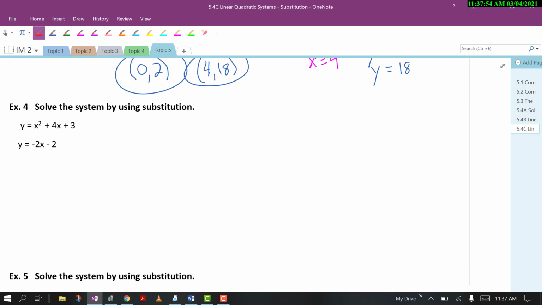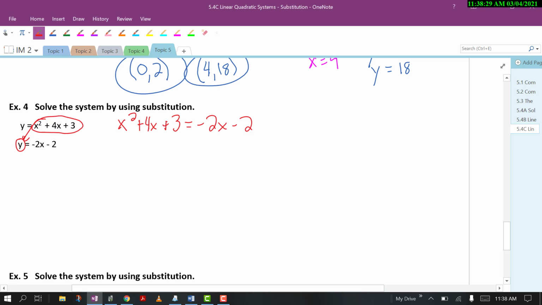Example 4. Again, they're both solved for y. I don't think we want to put negative 2x minus 2 in for x in the top equation, because then we'd have to square negative 2x minus 2, do 4 times that, then add everything up together. So it's easier to substitute this into that y. And again, they're both equal to y, so they have to be equal to each other. So x squared plus 4x plus 3 equals negative 2x minus 2.